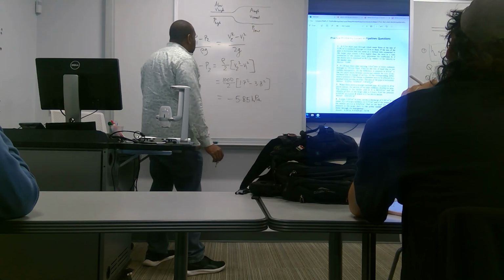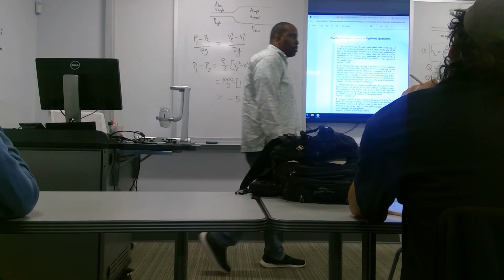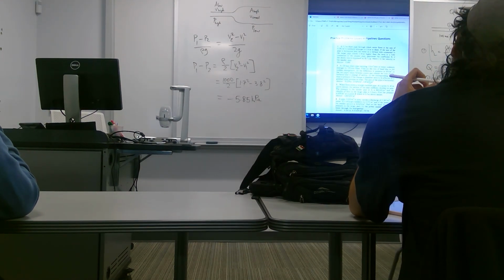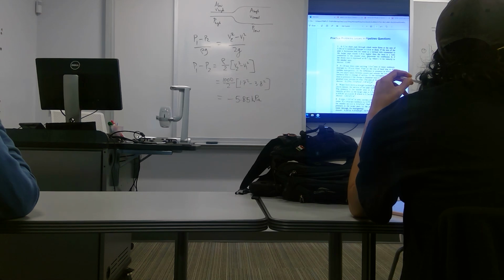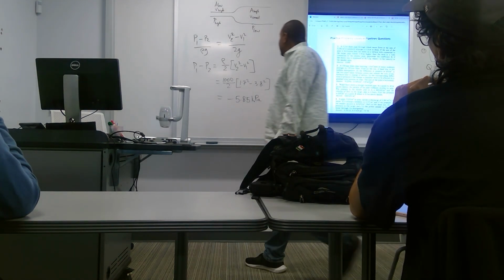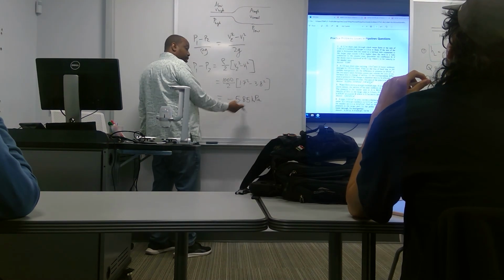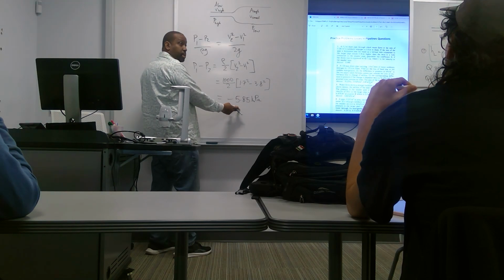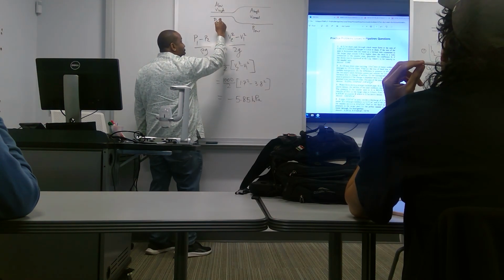But then why is P1 minus P2 negative? It makes sense logically. It's low to high, right? Because if P1 was higher, this should be positive, right? So really, your pressure here is low.